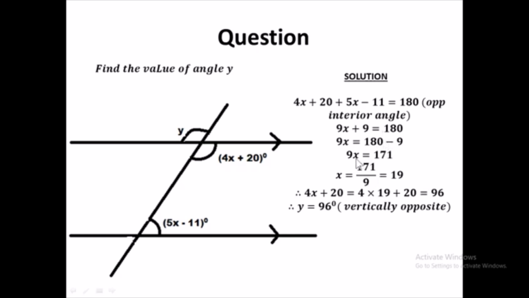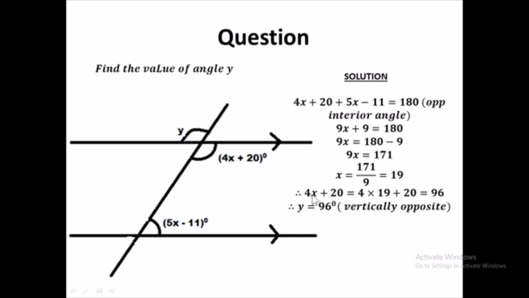From there, you can find our x by dividing both sides by 9. That means you have 171 divided by 9, which equals 19. That means our x here is 19. So if you put your 19 into this expression where your x is, you can simplify that and get the total angle that is here.